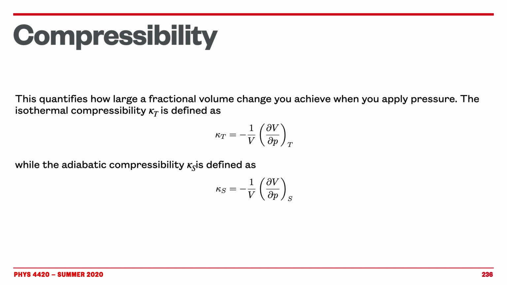The negative signs are there because we want those numbers to be positive in general, since the volume usually decreases when you increase the pressure. So dV over dP is going to be a negative number. Since we like those compressibilities to be positive, we put a negative sign.